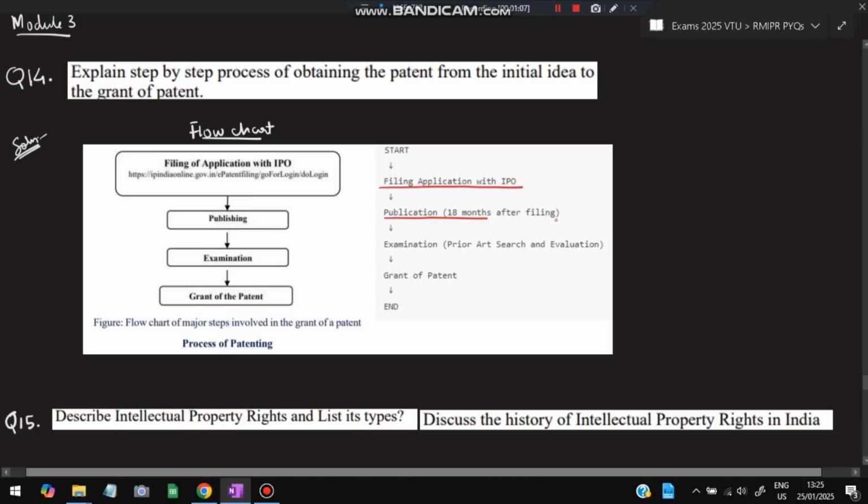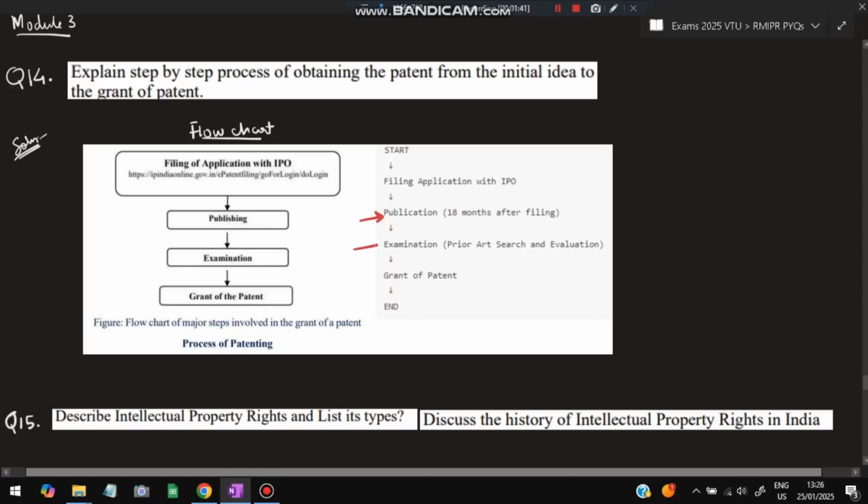Next is publication. Publication happens after 18 months of filing. The application is published in the office journal of the Indian Patent Office. In IPO's office journal the application is published, whatever is the patent, after 18 months from the priority date. It makes the invention publicly available, so that everyone will get to know that this patent is filed by you. It allows the third parties to oppose the patent if they believe it is not innovative or if it is already existing. So that is the second thing which happens.